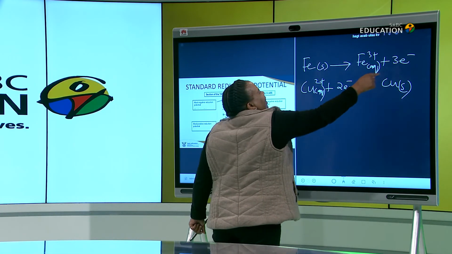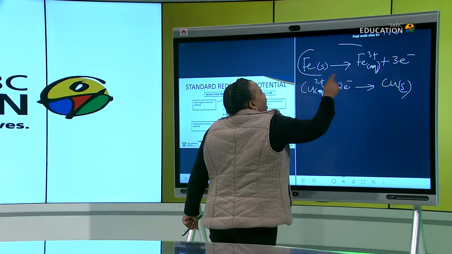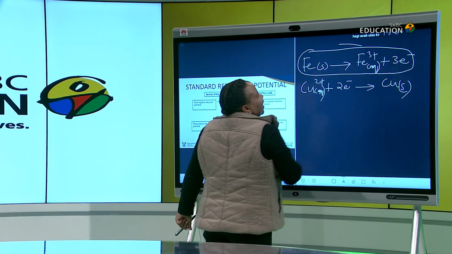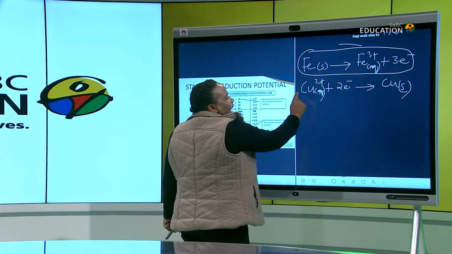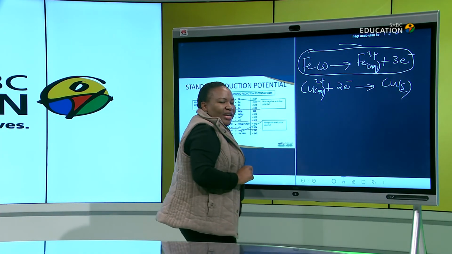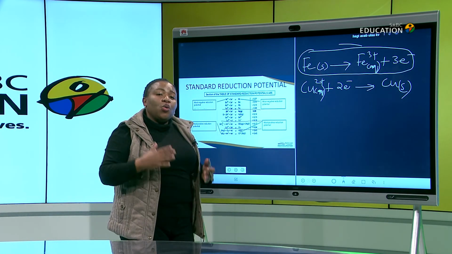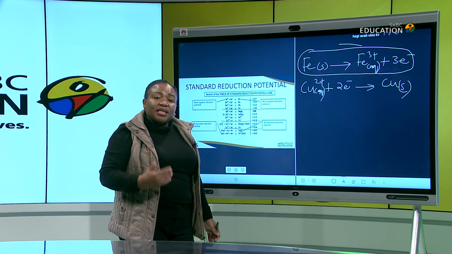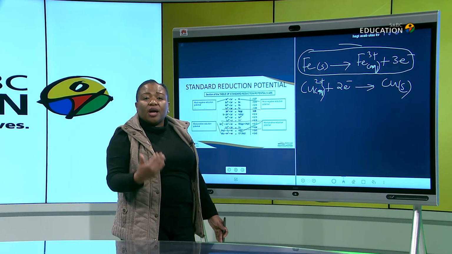In this case, the iron loses electrons, which means it undergoes oxidation, and copper undergoes reduction. But it is not always that copper undergoes reduction. There are some instances whereby copper can also undergo oxidation.